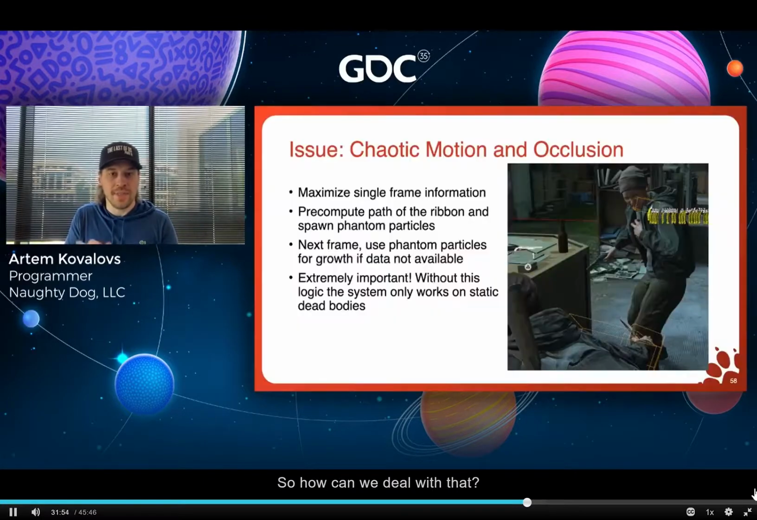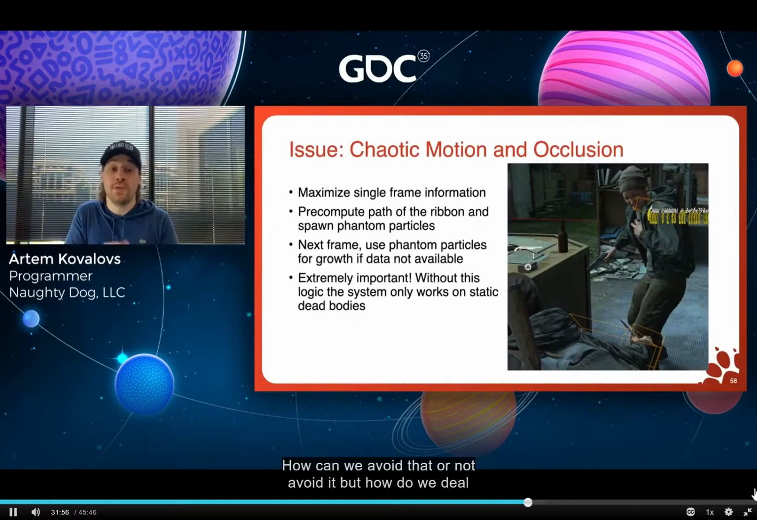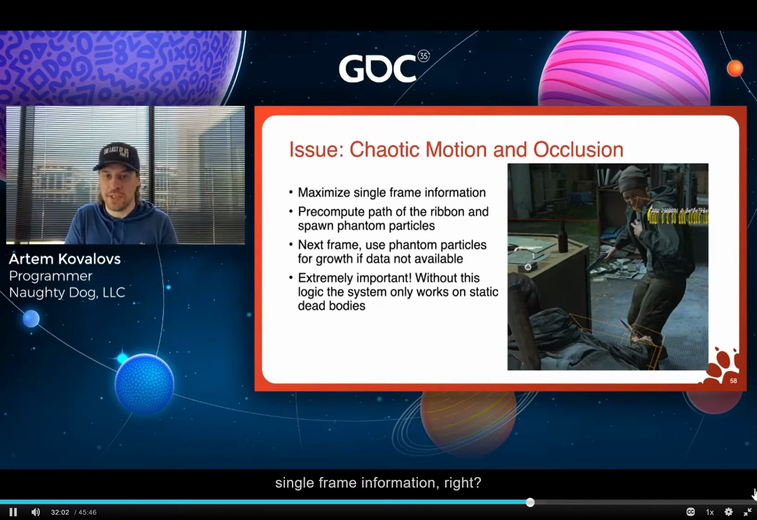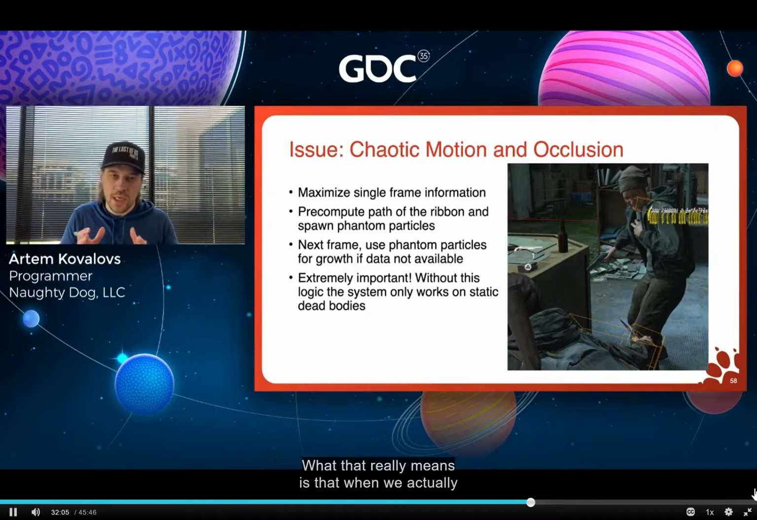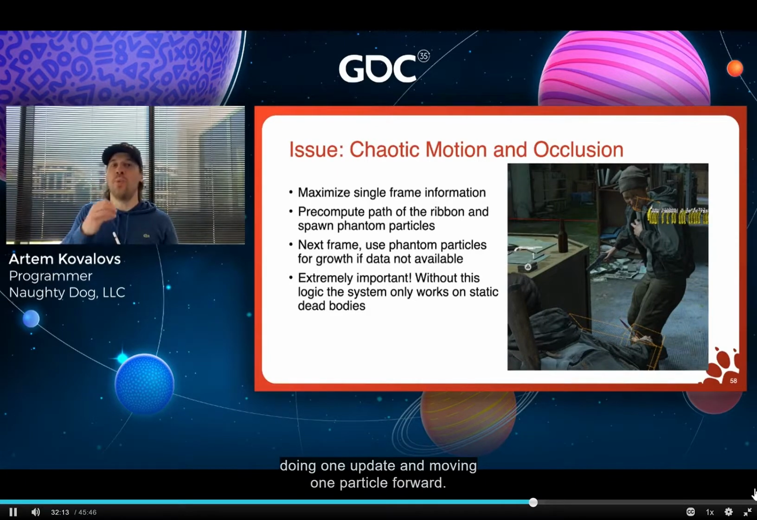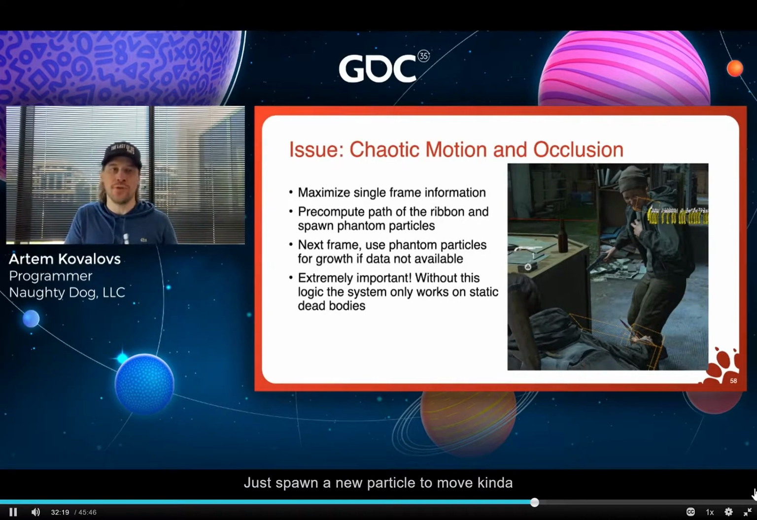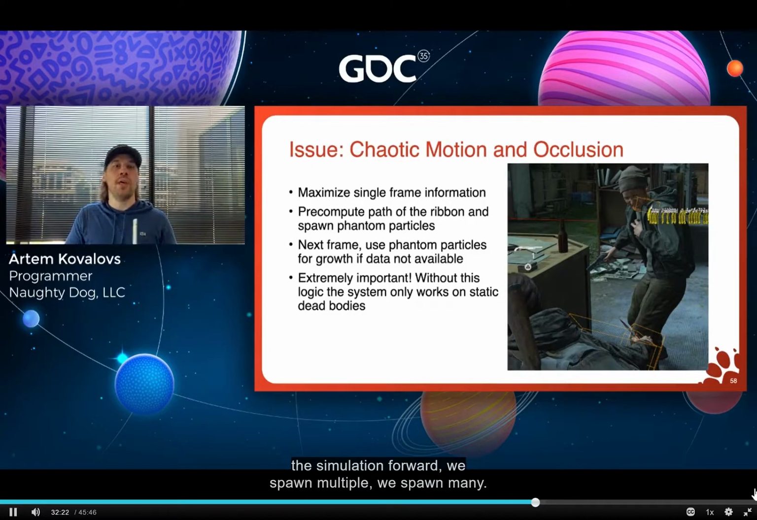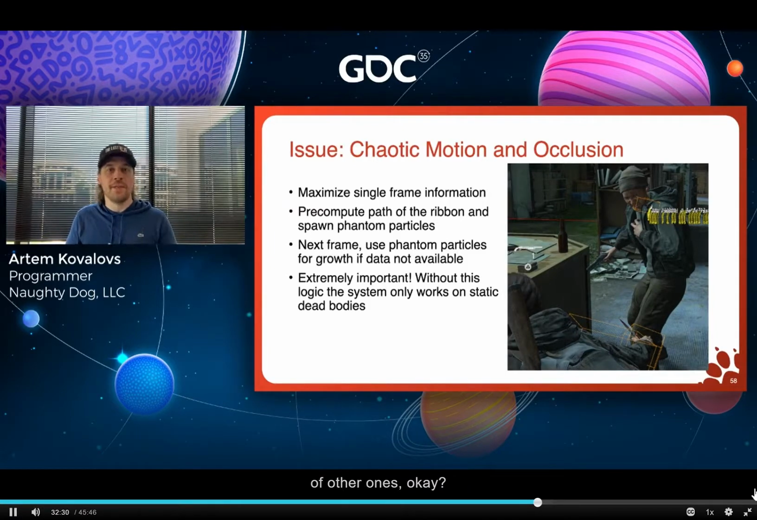So how can we deal with that? How can we avoid that? Or not avoid it, but how do we deal with it? Well, what we want to do is maximize single frame information. What that really means is that when we actually do see the wound or the location where the ribbon is, and where we want to simulate, instead of doing one update and spawning a new particle to move the simulation forward, we spawn many. We call them phantom particles, but we really use only one, and we pre-spawn a bunch of other ones, okay? So in one frame, we're actually doing simulation for multiple frames.